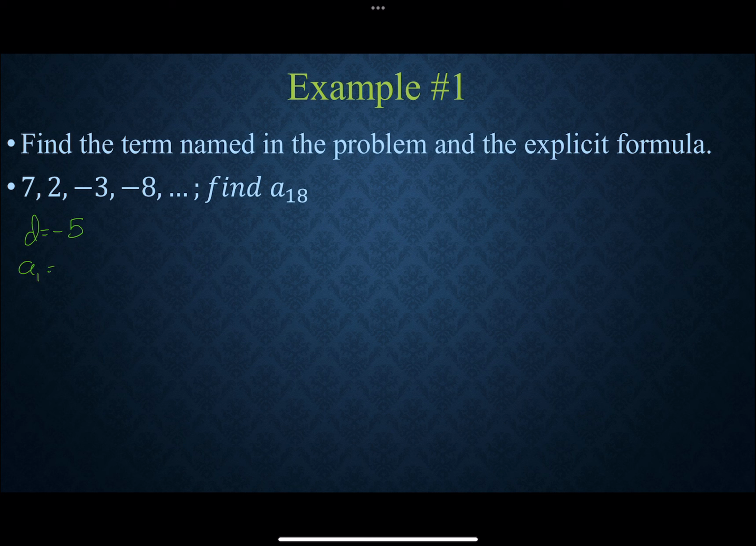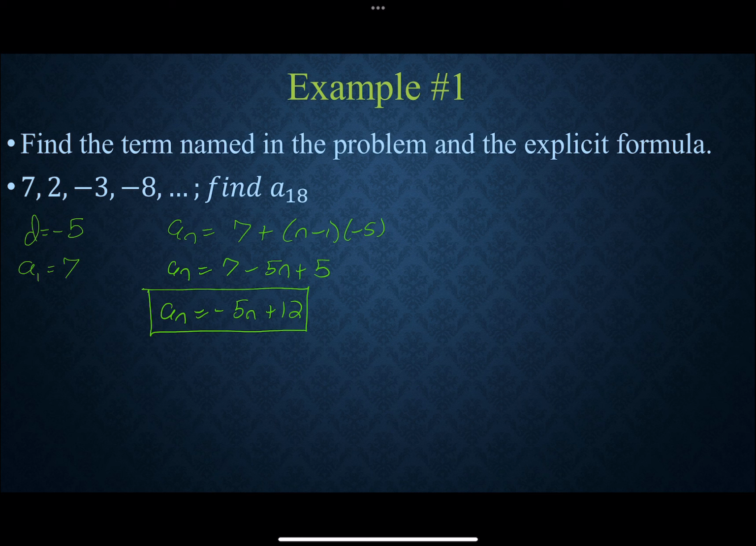To do that, we need to know what d is and the first term, a1. So then we go to our formula, an equals a1 plus n minus 1 times d. We distribute and combine like terms. So our explicit formula would be negative 5n plus 12. Very straightforward. And then from there, if I want to find the 18th term, I just fill in 18 for n. So negative 5 times 18 plus 12, and I find that the 18th term is negative 78.